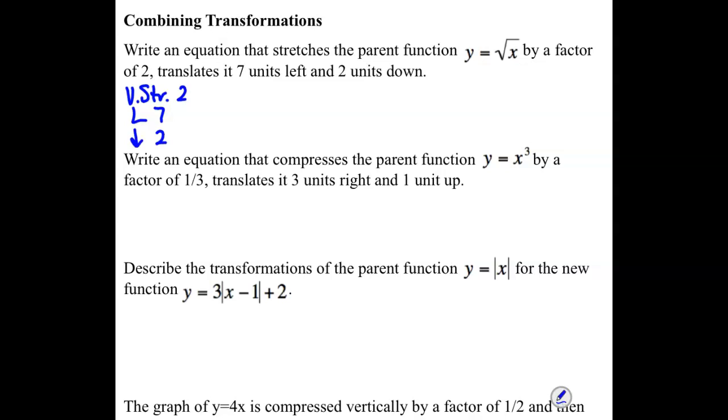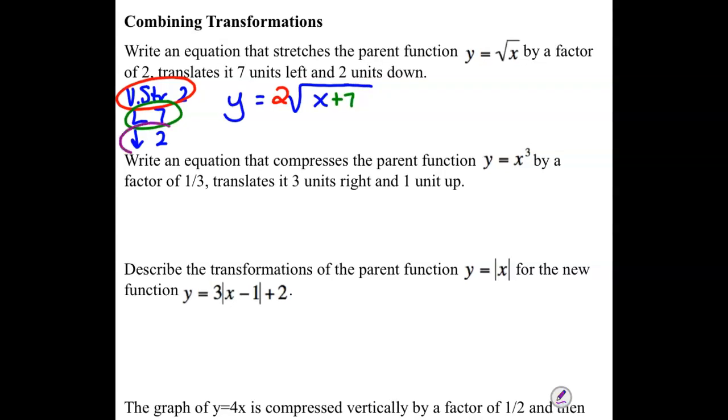To do a vertical stretch of 2, we need to put a 2 in front of our function. So our vertical stretch here will cause a 2 to move there. If we want to shift it to the left 7, we need to have a plus 7 inside our function. So it has to be inside that square root symbol. And then the last part, to get the down 2, any movements up and down are on the outside of your function. So outside of our square root, we would need a negative 2.